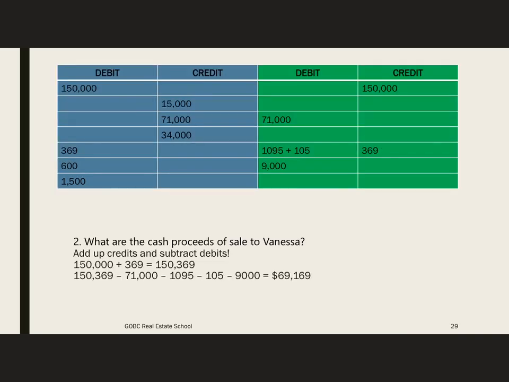So they want to know the cash proceeds of the sale for Vanessa. So what do we do? We add up all of the credits. Cash proceeds is the seller. Add up all the credits and subtract all of the debits to get an amount of $69,169.